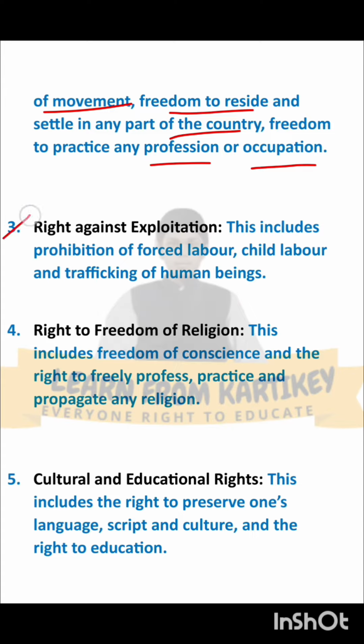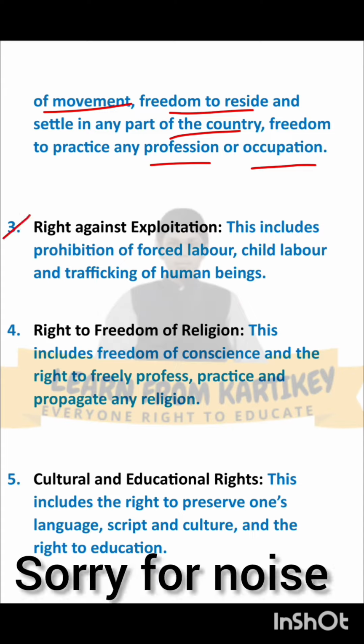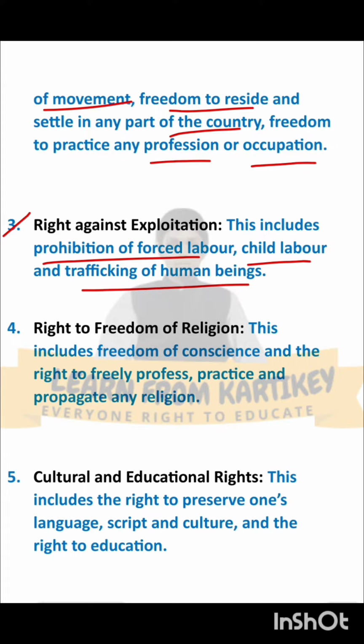Next, third one, right against exploitation. This includes prohibition of forced labor, child labor and trafficking of human beings. So next, fourth one, right to freedom of religion. This includes freedom of conscience and the right to freely profess, practice and propagate any religion.